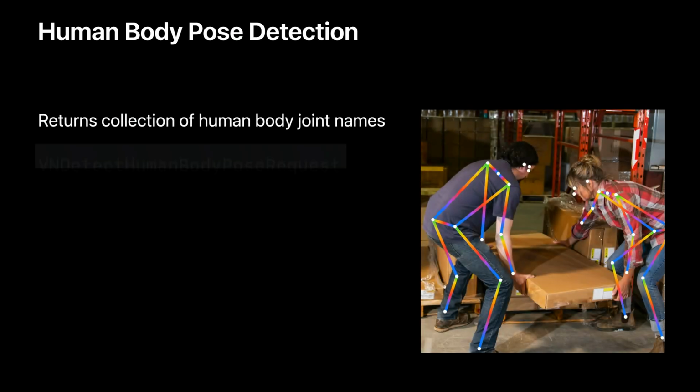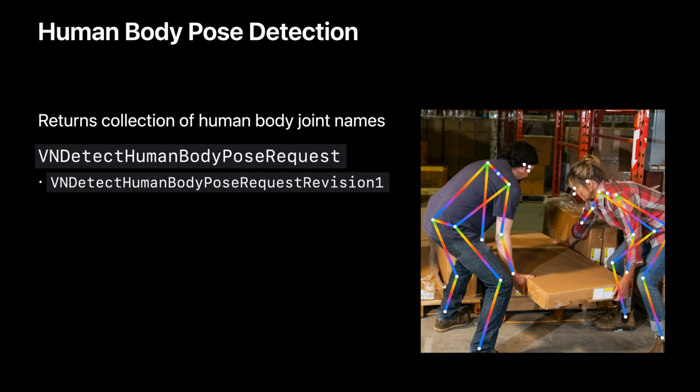Human body pose detection is offered in Vision Framework via the detect human body pose request. Processing this request provides a collection of human body joint locations. Revision number 1 is the latest and the only available revision of this request.